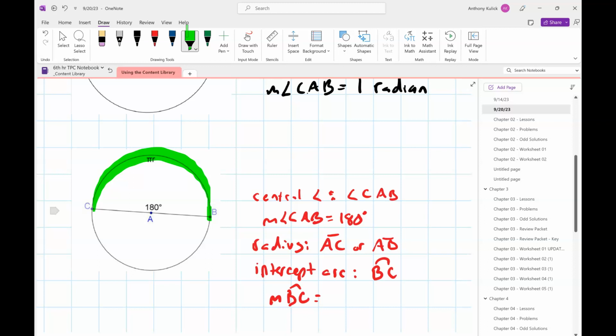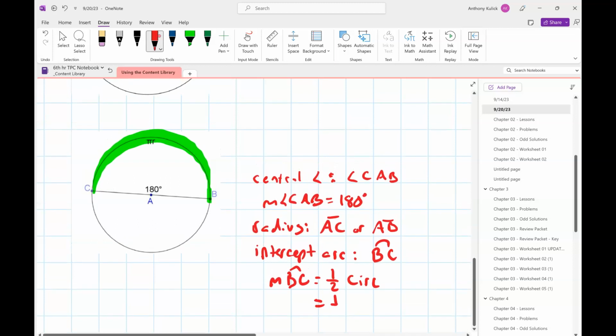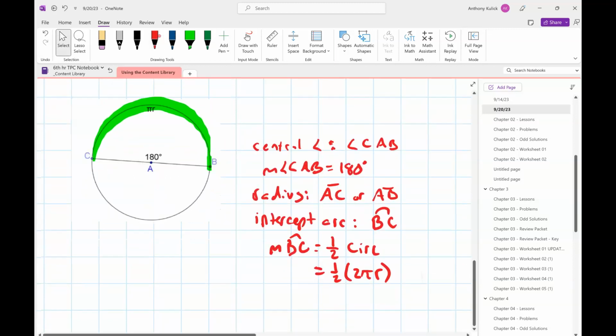Isn't that half a circle? Should be half the perimeter of the circle, right? Or the circumference of the circle. And the circumference of a circle is 2 pi r. So that means that arc length is pi r.